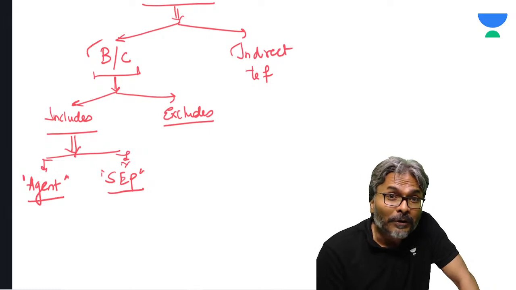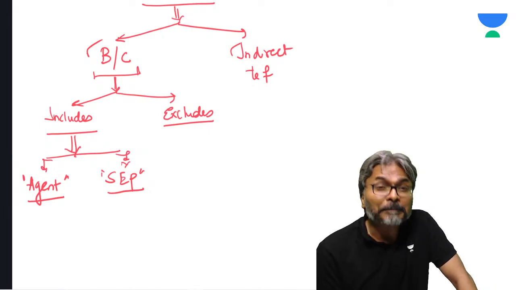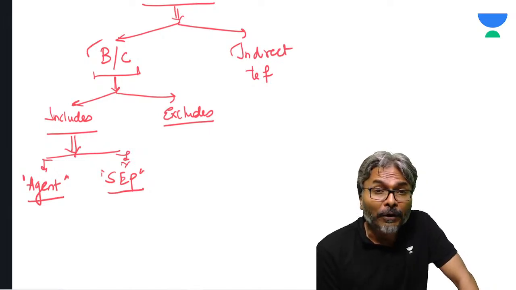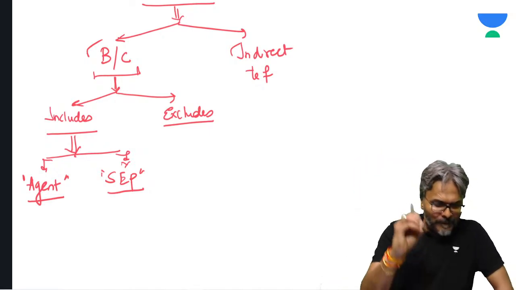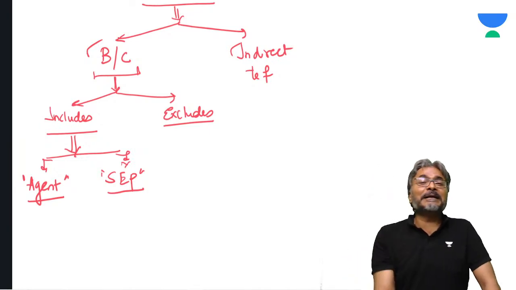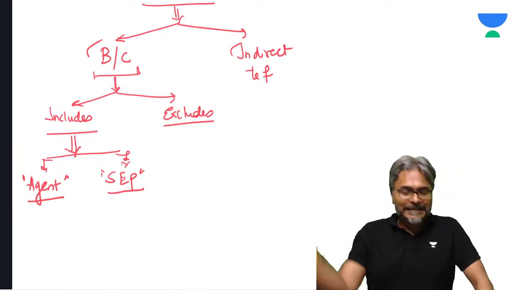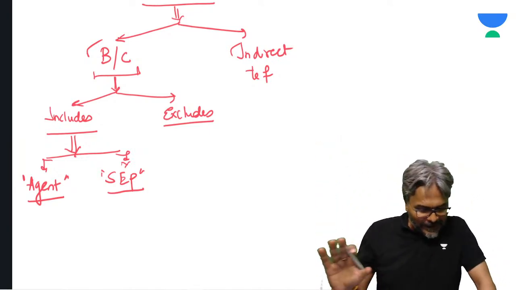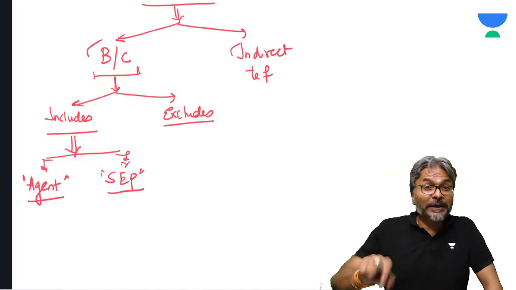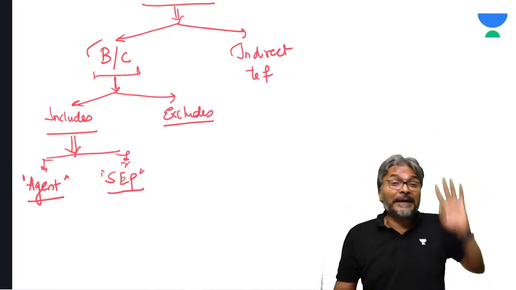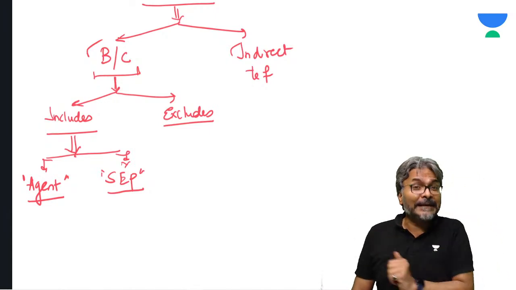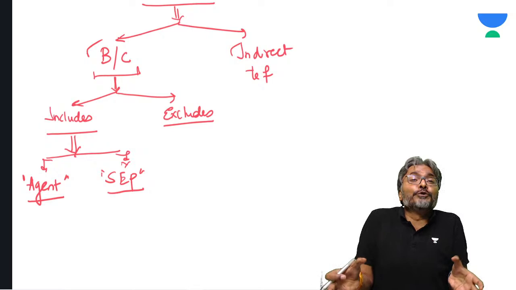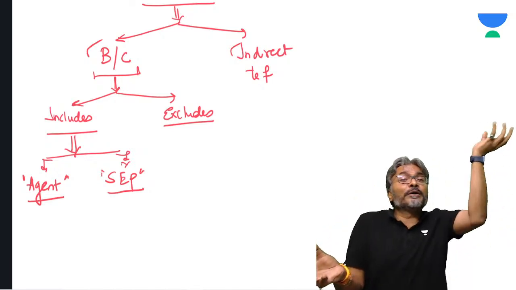So the SEP of a non-resident also will give rise to a business connection in India, and the full form of SEP is significant economic presence. So the economic presence should be significant. So what is the parameter of significant? We will see that, and that constitutes a business connection to a non-resident.